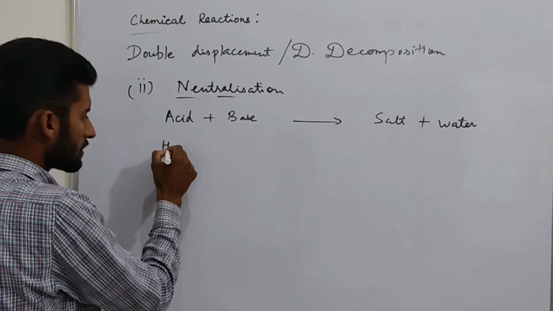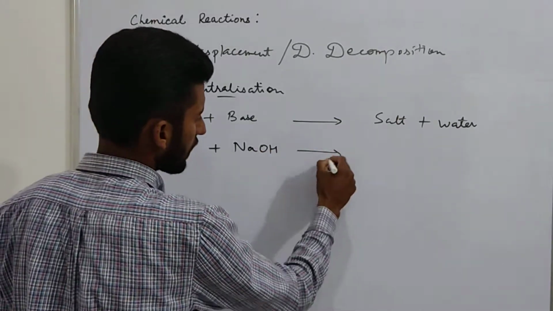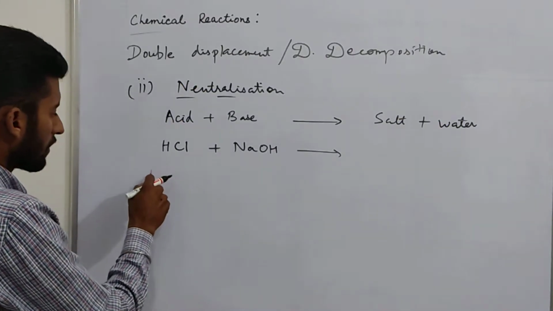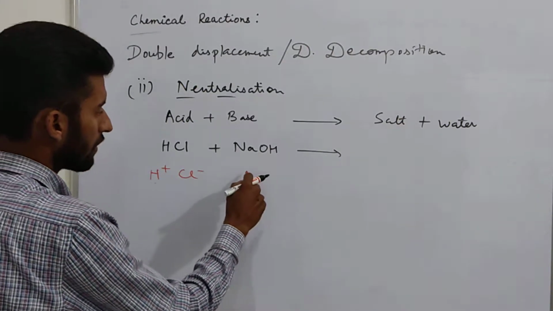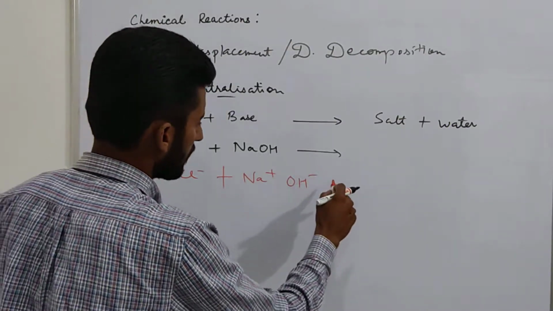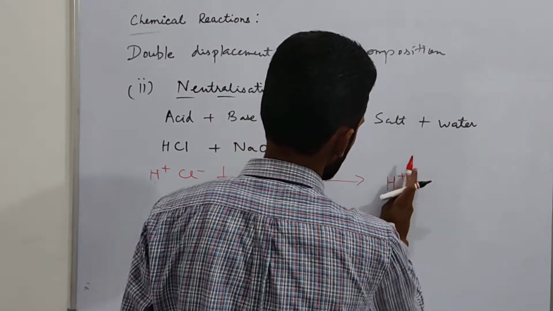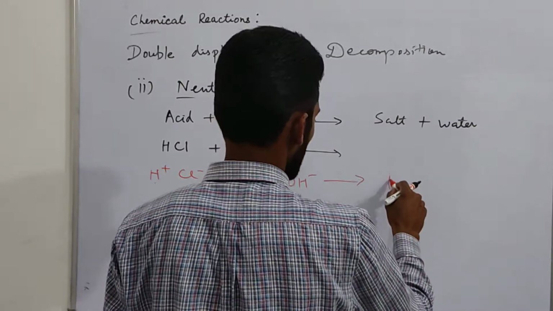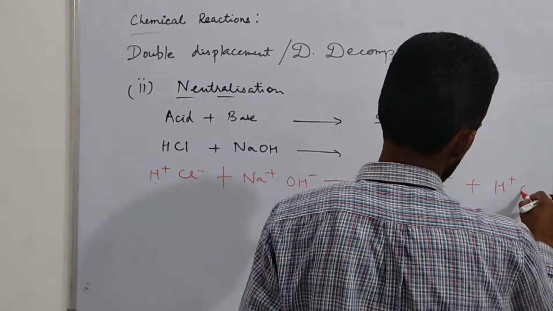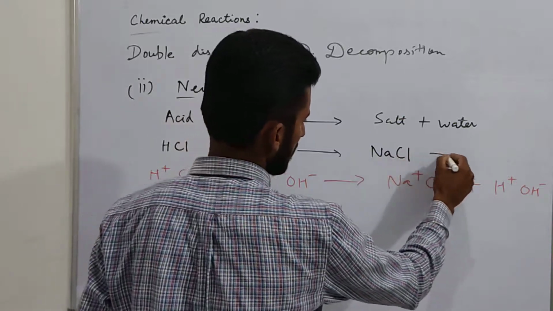Like normally, hydrochloric acid and, suppose, sodium hydroxide. So again interchange of the radicals is there. Here it is H positive, Cl negative. Here it is Na positive, OH negative. So what is formed? First of all we have to write the salt: Na positive Cl negative, plus H positive and OH negative. Clear? So basically it is NaCl plus H2O.